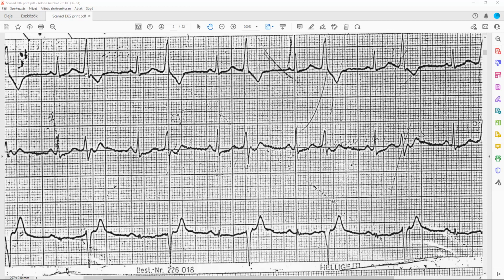What does it mean? If you have, let's say, a sinus impulse formation and every second beat is a premature ventricular beat.